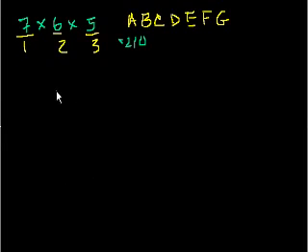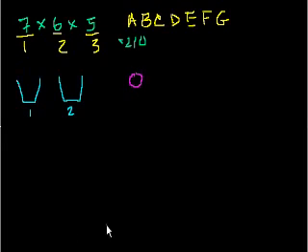Let's do a slightly smaller example. We don't have to do people in chairs. Let's say we have cups, and I'll do the cups in a different color. So this is cup 1, and then I have cup 2, and then I have 3 balls: a magenta ball, a brown ball, and a yellow ball. And I want to know how many different ways can I put these 3 balls into these 2 cups.